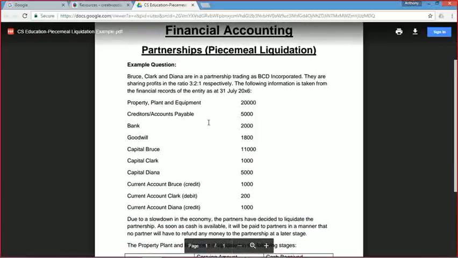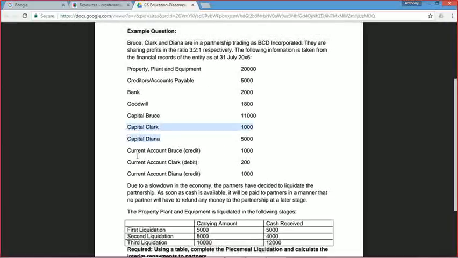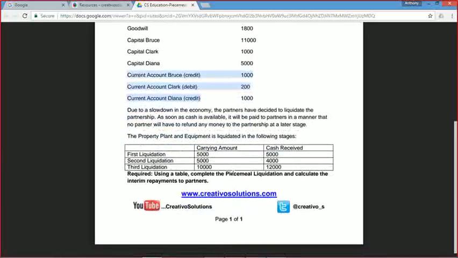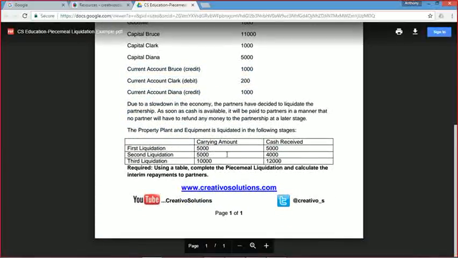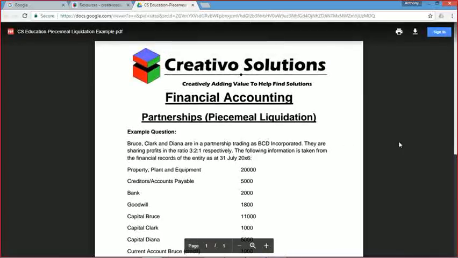I describe a scenario. I give you some balances. You can see I've given you more because this is the type of question you'll see in tests and exams. You've got capital here. You've also got current here. Then I've given you 3 stages to look at in the actual question. So this is an additional question that you can do as practice.